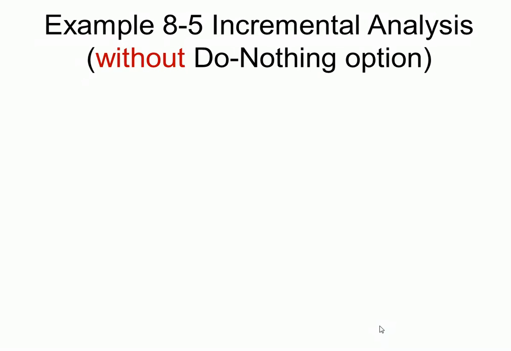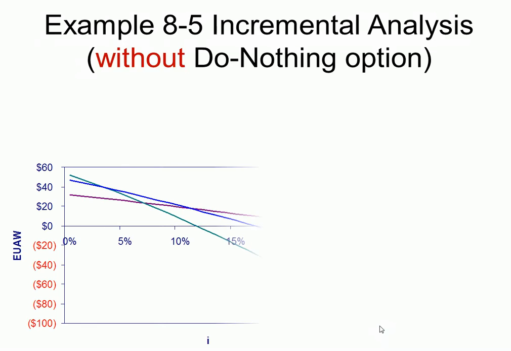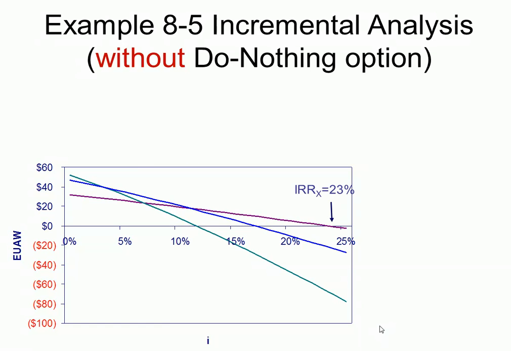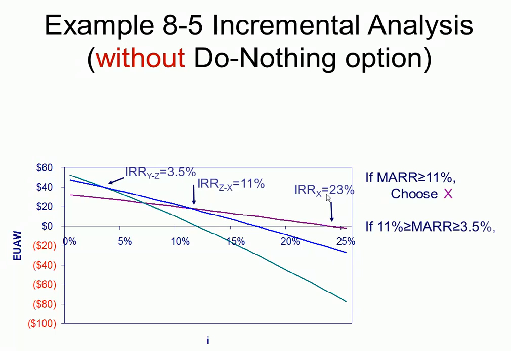Now let's take a look at this example, but without the do nothing option. If we do it without do nothing, again, we have 23%, 11%, and 3.5% for the incrementals. Then we would choose X anytime that the minimum attractive rate of return is larger than 11%. If the minimum attractive rate of return is between 11 and 3.5, we choose Z.